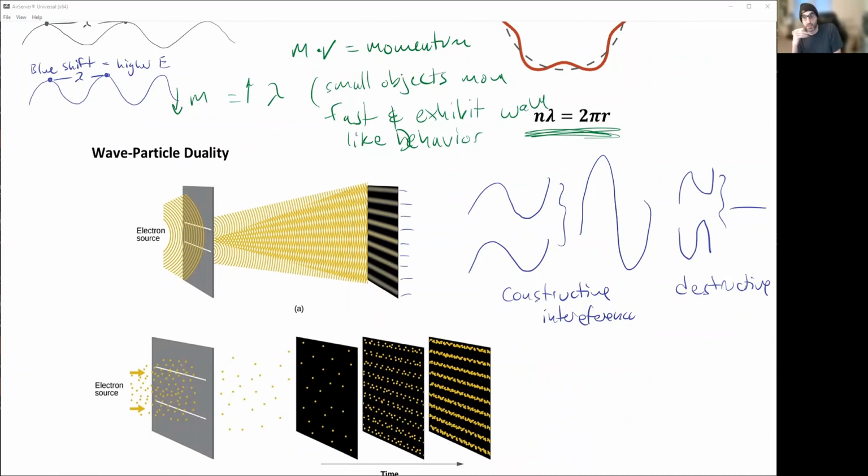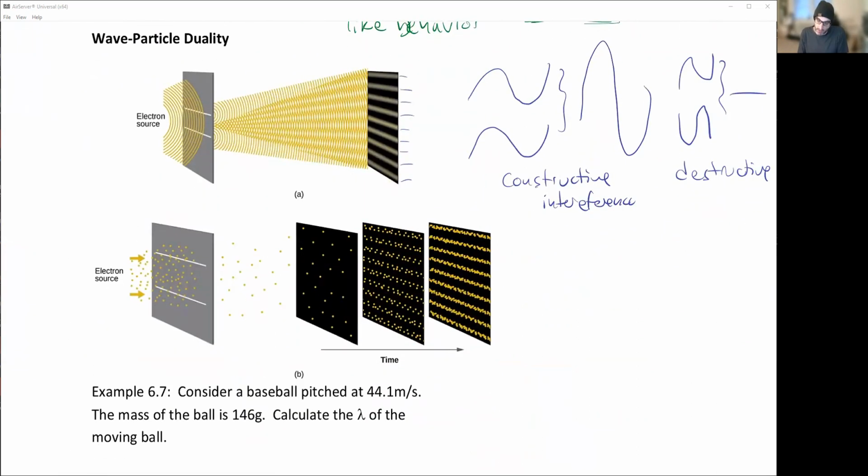And you can demonstrate this by just looking at a pool. Well, if you take an electron source, if it acts like a particle, these things would go right through and they're going to hit here.